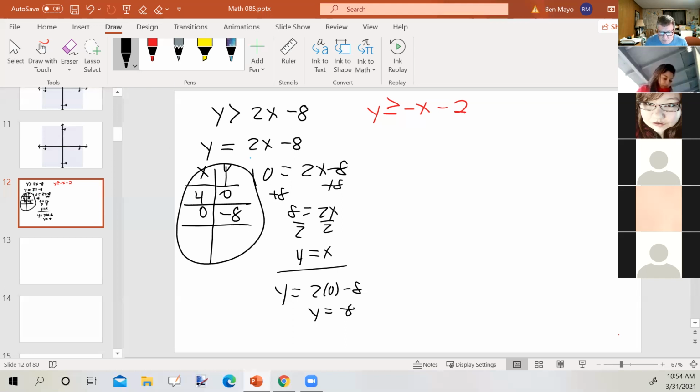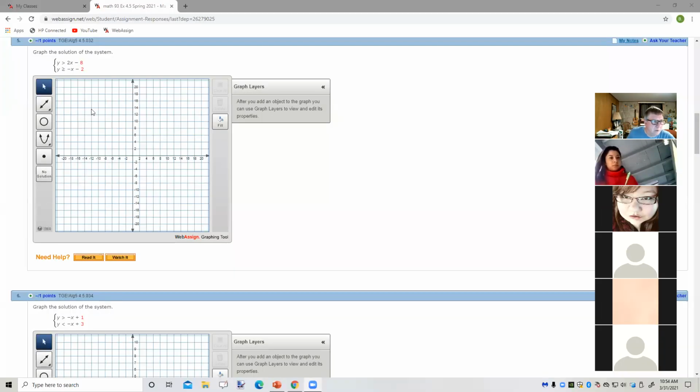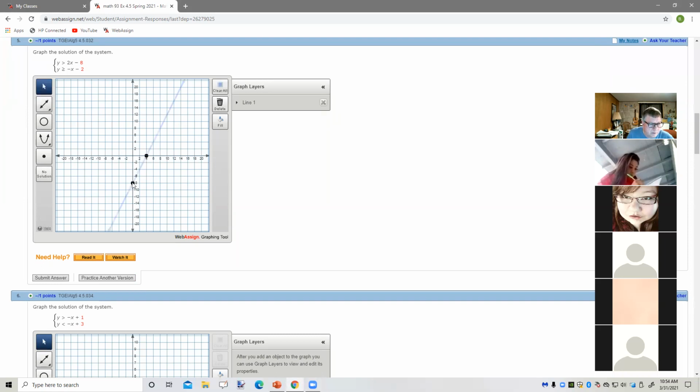So I'm going to go back to my WebAssign screen. And recall, I'm going to click on this till it's blue. I want the line. I don't want the ray or the line segment, but I want the line. I have the points (4, 0) and (0, -8). Okay. Now, where did that come from? That came from this inequality. It says it's greater than, but not equal to. So that means this line needs to be dashed. Okay. Any questions about that?